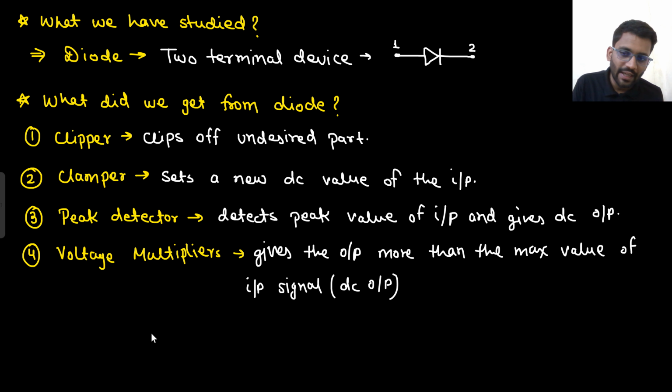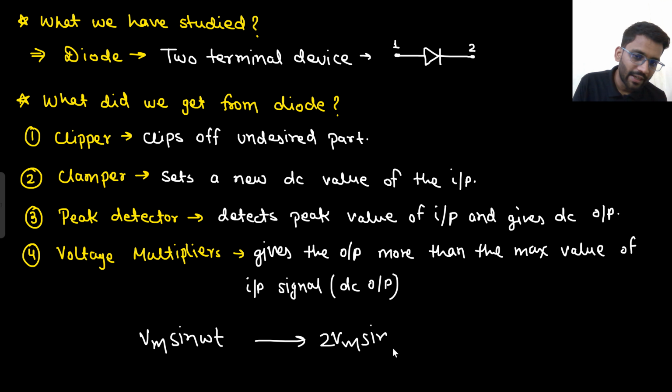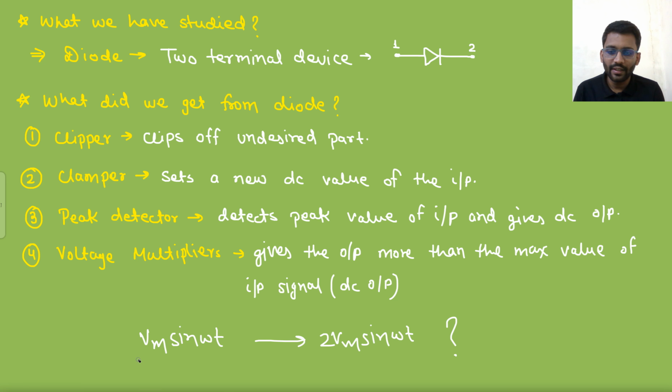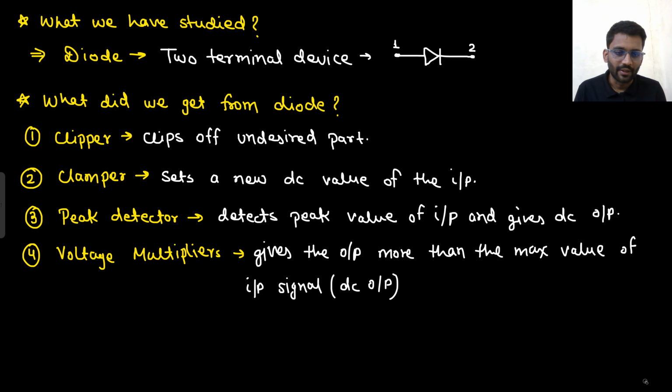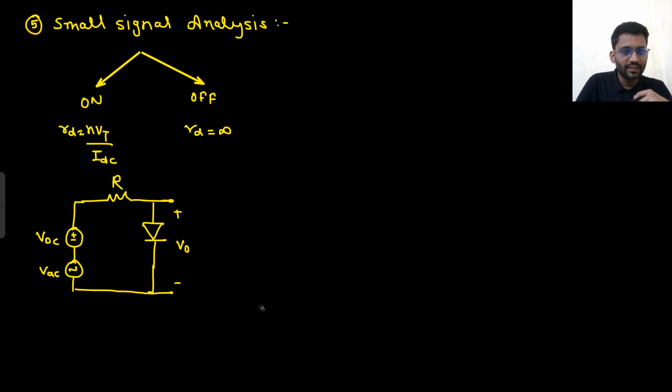So using a diode circuit, let's assume this is my input Vm sin omega t, and I want my output to be 2 Vm sin omega t. Can you do that using a diode circuit? No, right? We can't do that using a diode circuit. We tried doing it with small signal analysis. When the diode is on, we replaced it with rd equals eta Vt upon IDC, as we saw in the initial lectures. And when it was off, we replaced the diode with an open circuit.